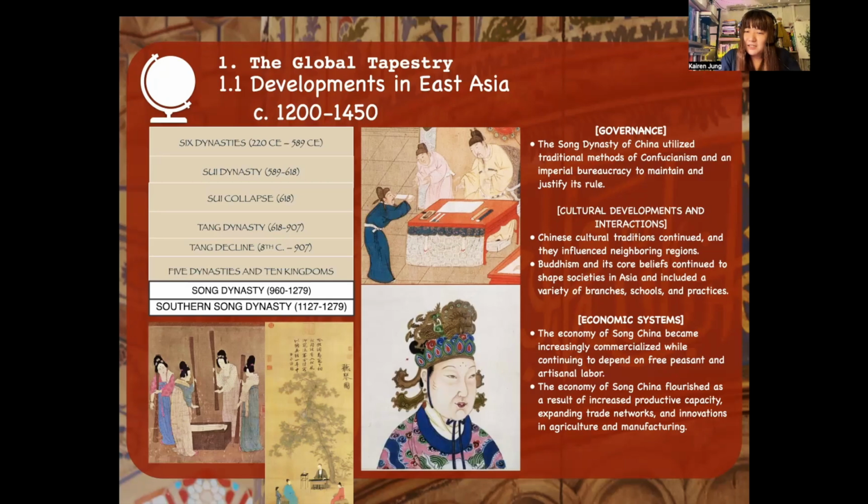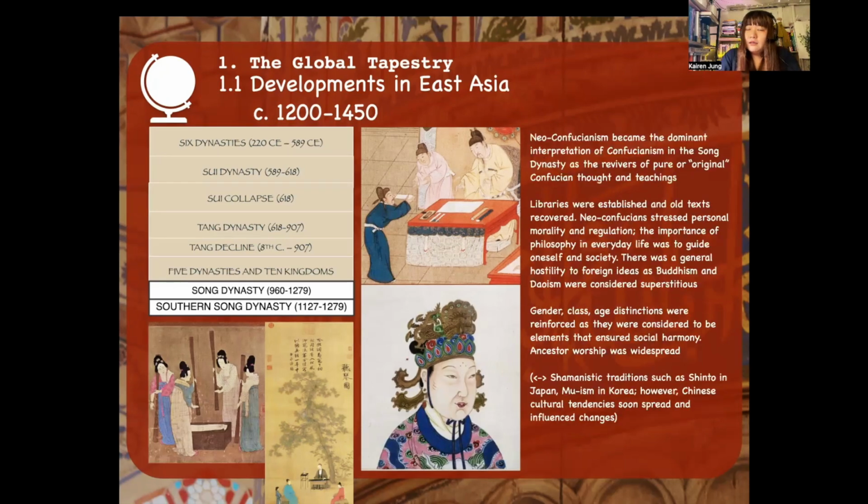And the economic systems, you need to know the economy of Song China became very commercialized while continuing to depend on free peasant and artisanal labor. The economy of Song China was flourishing. There were a lot of trade networks that were expanding, and there were a lot of innovations being made in agriculture and manufacturing. Let's take a closer look at Neo-Confucianism.